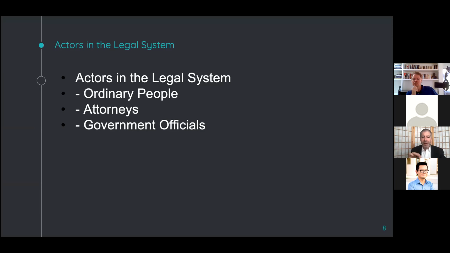The reason I bring that up is that where you're situated in that group, either as an ordinary person, an attorney, or an official, is going to frame how you interact with the law. Similarly, when we talk about computable law, it's going to frame how each of those different groups that use computer systems interact with the law, and those interactions will be very different.